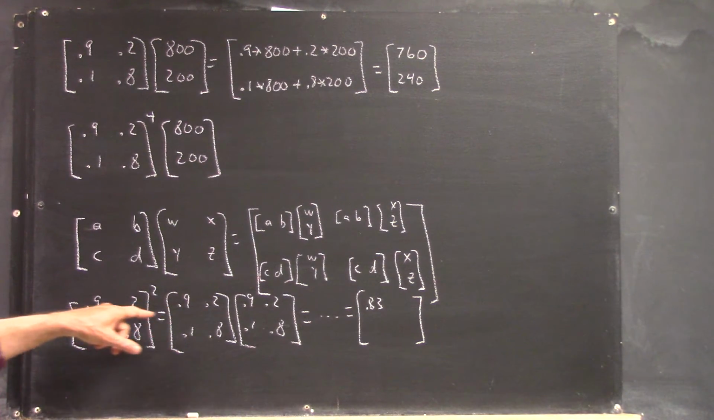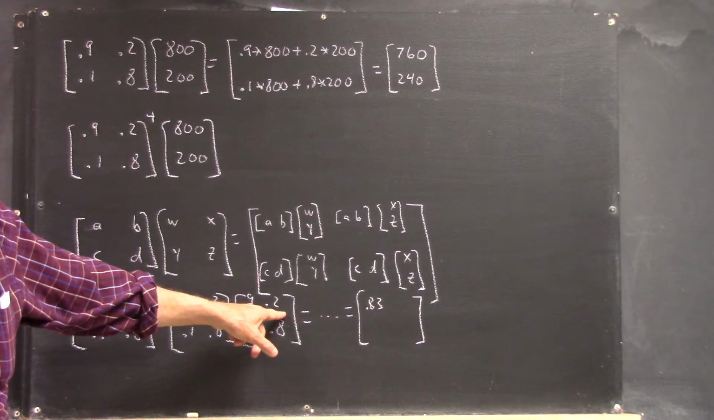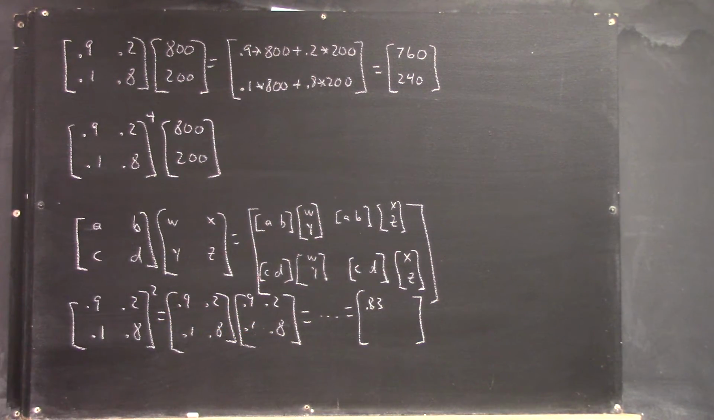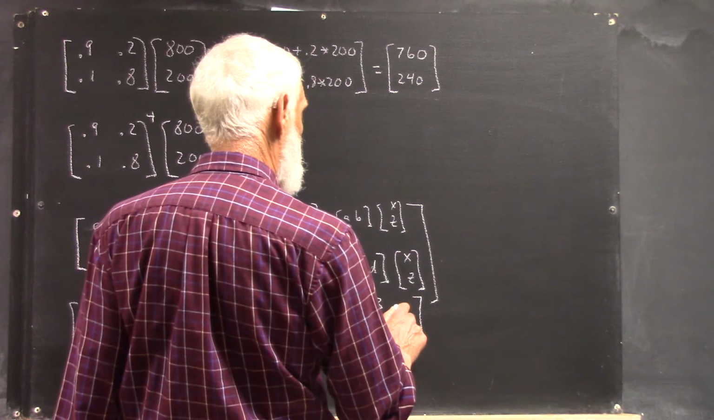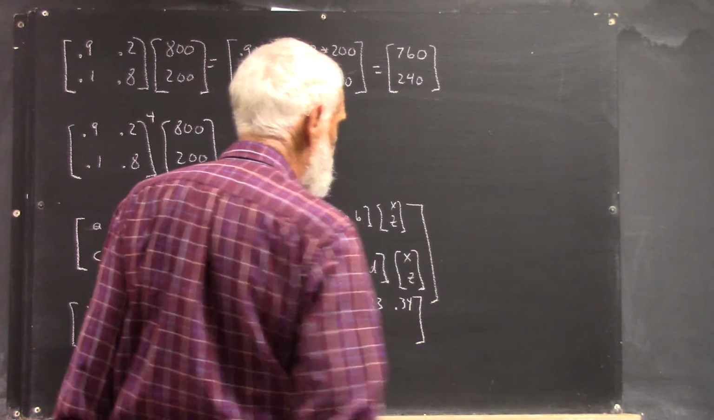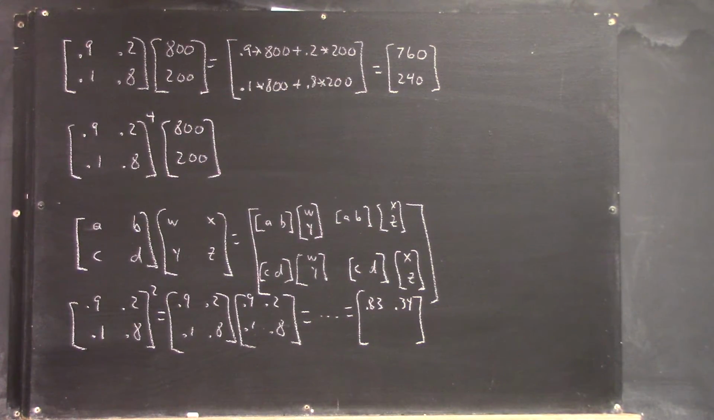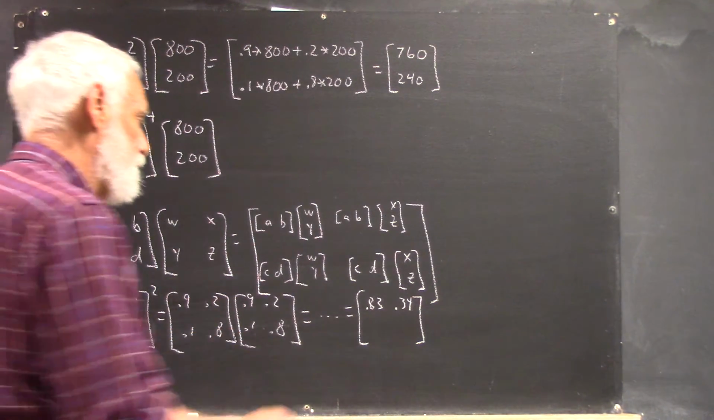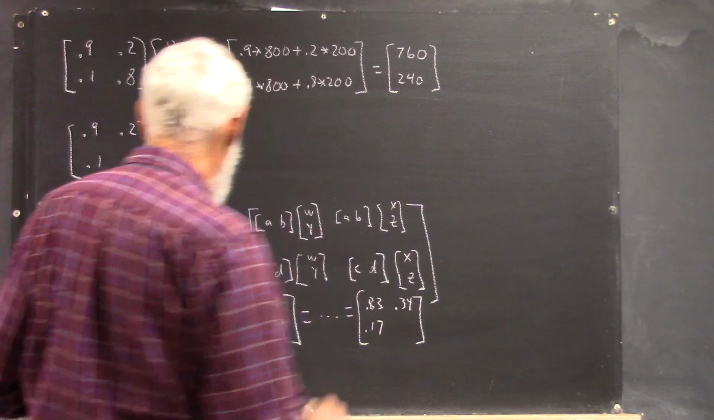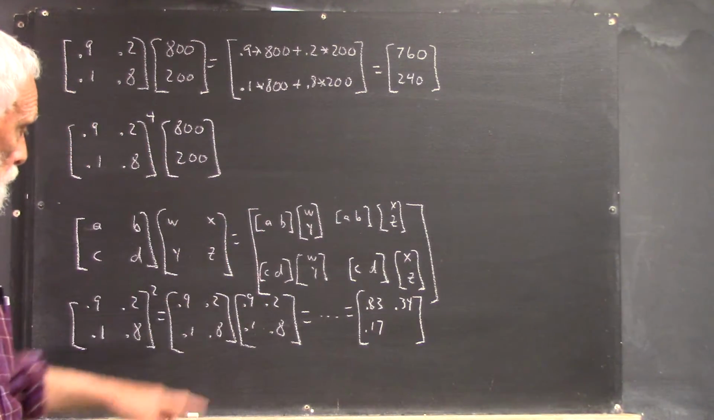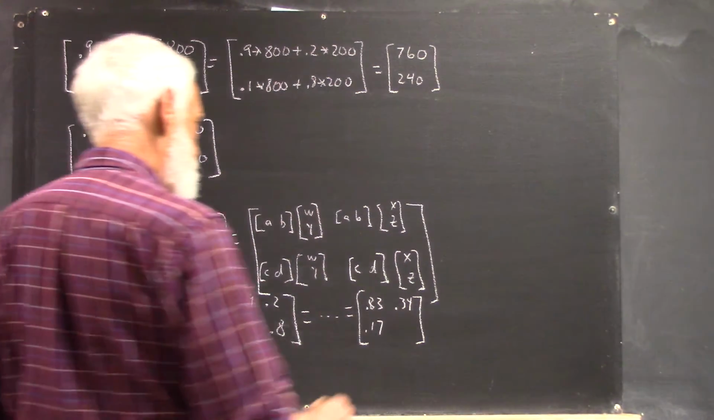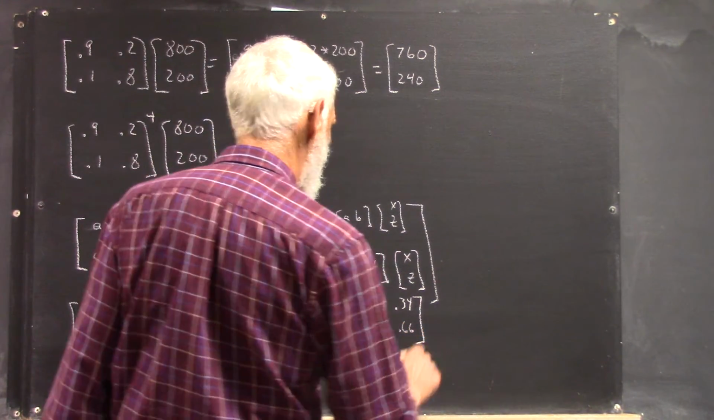Okay. 0.9 times 0.2 is 0.18. 0.2 times 0.8 is 0.16, and that adds up to 0.34. You should not have to write any of that down, although it's not a bad idea to check yourself. And then 0.1 times 0.9 is 0.09. 0.08 adds up to 0.17. And 0.1 times 0.2 is 0.02. 0.8 times 0.8 is 0.64. You add that up and you get 0.66, right?